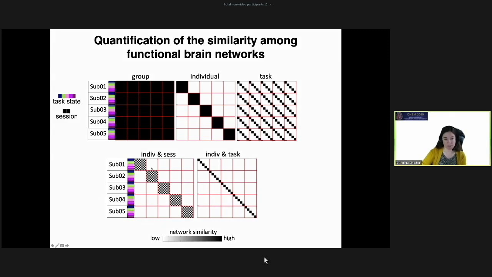For example, patterns that are specific to a particular individual in session will show this checkerboard pattern, and to an individual in task will be seen in this single mini block along the diagonal.